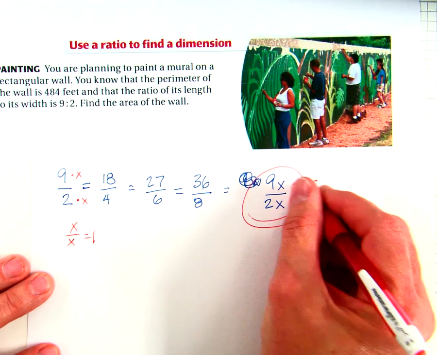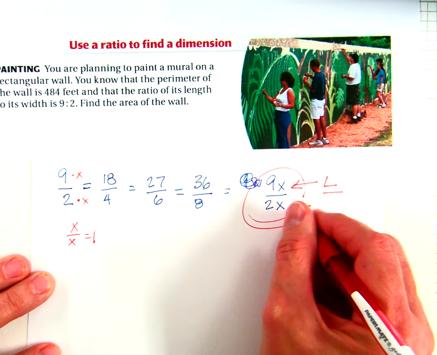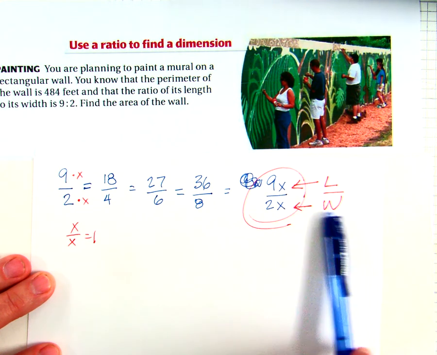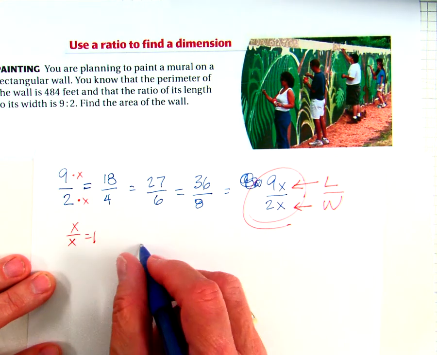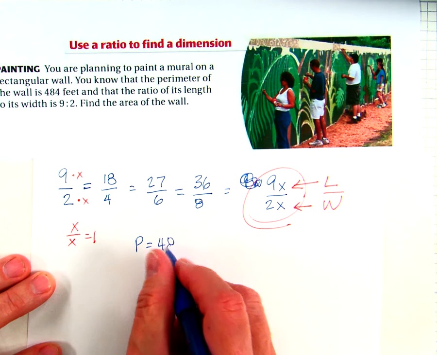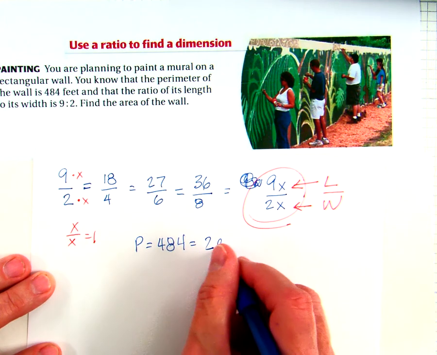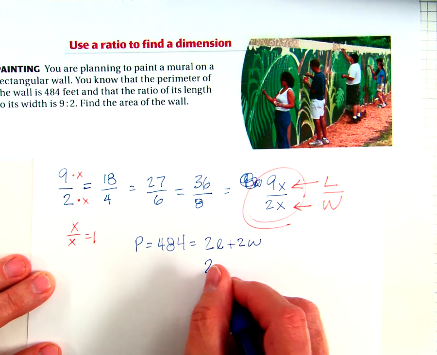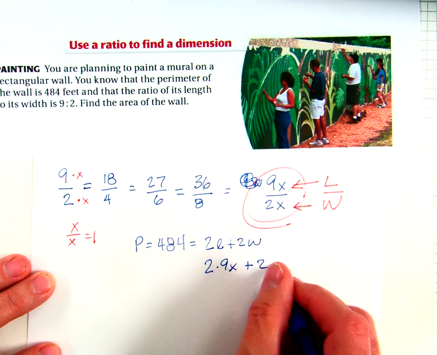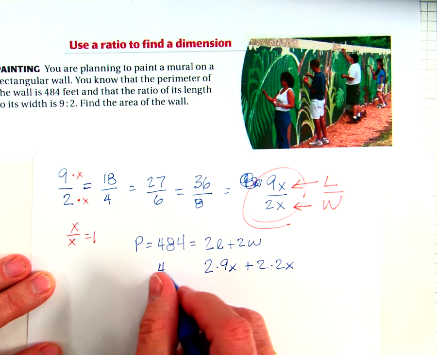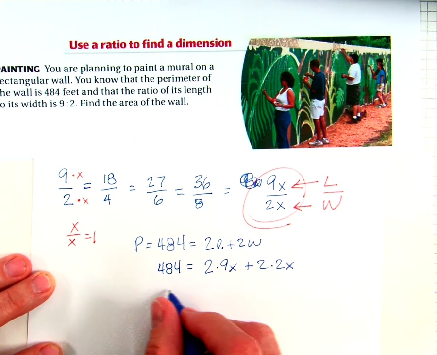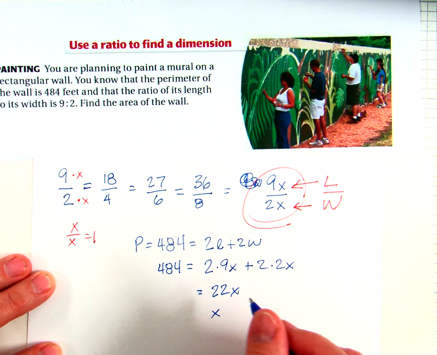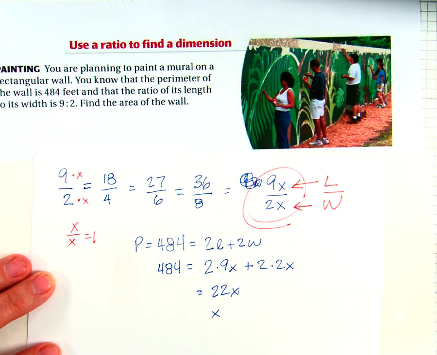Here is the length. Here is the width. So I can represent the length as 9x, the width as 2x. I'll put it back into my perimeter formula that we've just used: 2 length plus 2 width. That'll be 2 times 9x for the length plus 2 times 2x for the width. Is 22x, or x, I'm sorry, is that right? Yeah, 22x, or x equals 22.